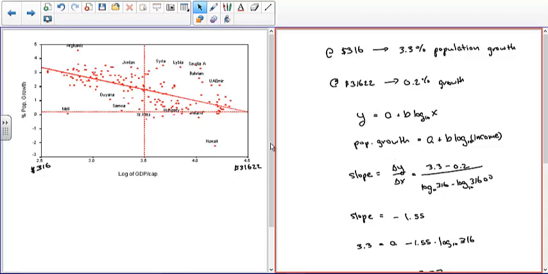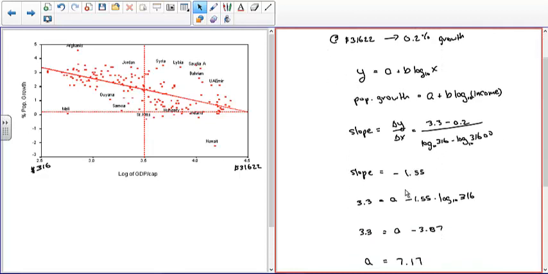And you're going to say the population growth, which is the y-axis, is equal to a, which is going to be the y-intercept, plus b times the log of the income. So this is the x variable, which is the log of the income. And this b is the slope, which is going to be delta y over delta x, the rate of change. So you take the delta y, and the delta x is going to be the log to the base 10 of these two. So you get a slope of negative 1.5.